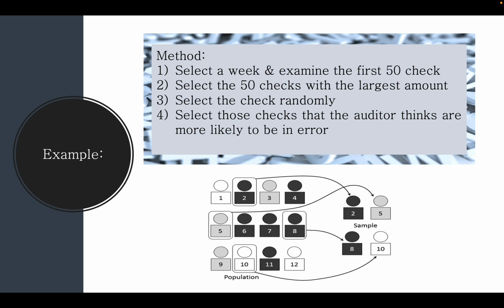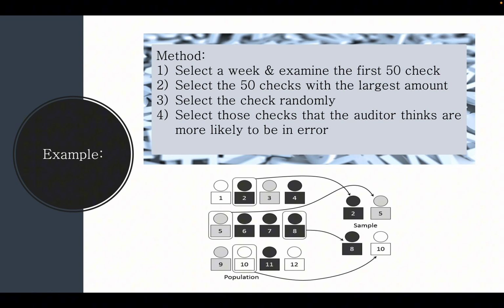Lastly, select those checks that the auditor thinks are more likely to be in error. In this method, the auditor uses their professional judgment. It allows the auditor to focus on areas where there are suspect issues or where historical problems have occurred.